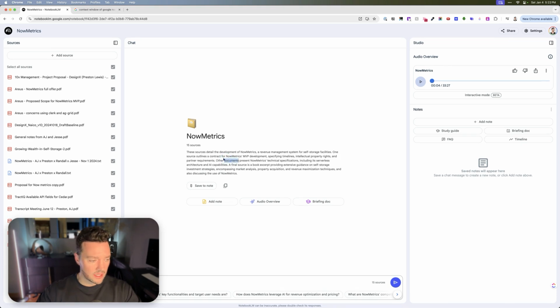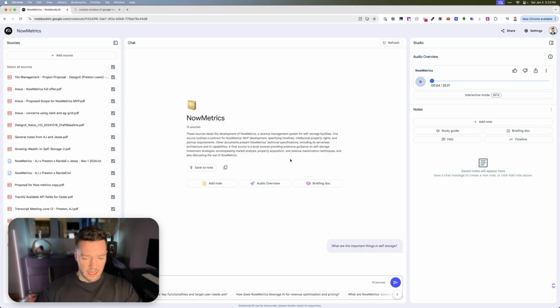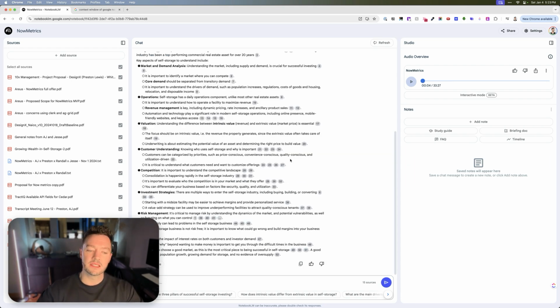So you can see NowMetrics is fed with all sorts of things. I even fed it part of AJ's book and different meetings we've had. And then you can just query and say, what are the important things in self-storage? And if I let that load, it's thinking. One thing with Google Notebook LM is that it does take a little bit longer to load.